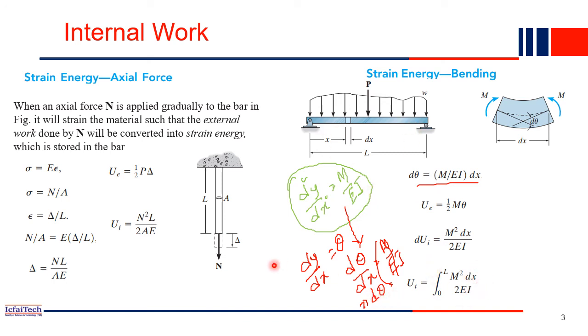You have to remember two important things: the strain energy developed because of the axial force, which is this much, and the strain energy developed because of the moment, which is this value. Both values are very similar. Here it is N square L by 2AE, whereas here it is M square dx by 2EI. These two values we have to remember to solve the numericals.